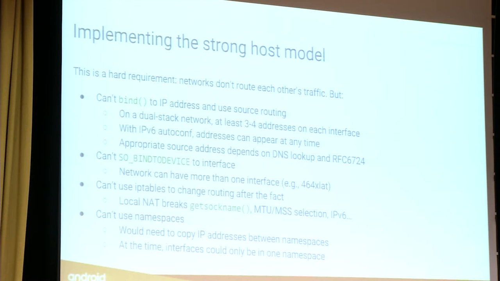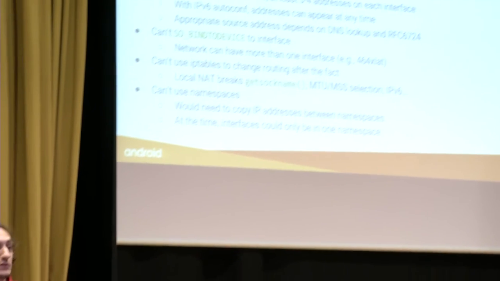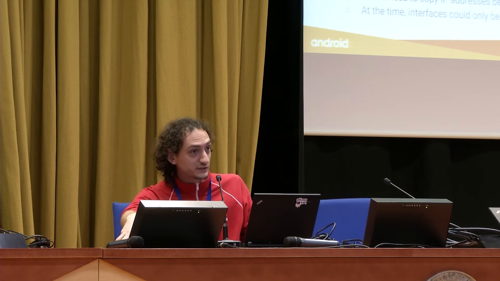It doesn't work. So how do you fix this? Well, just use bind and use source address routing. It turns out that you can't actually do that, because the application doesn't know which of the three or four addresses on each interface to bind to. And with IPv6 autoconf, IP addresses can appear at any time, so you have lots of races. You call connect, that does a routing lookup and chooses your source address, and then a new address appears. Basically, which source address to use depends on the DNS lookup. So you have to do a DNS lookup, figure out the destination address, and based on the destination addresses, do a bunch of routing lookups to figure out the source address you want to use. Putting that in the app is unfit.